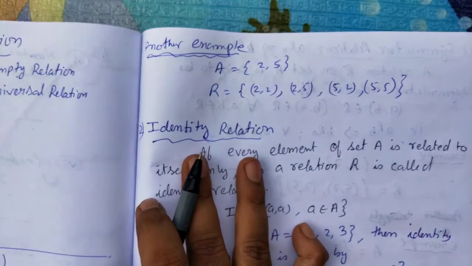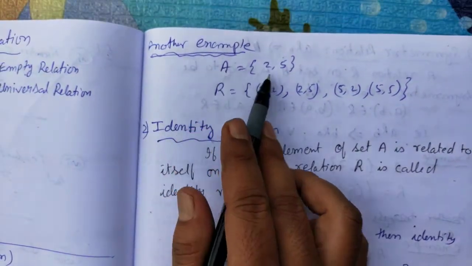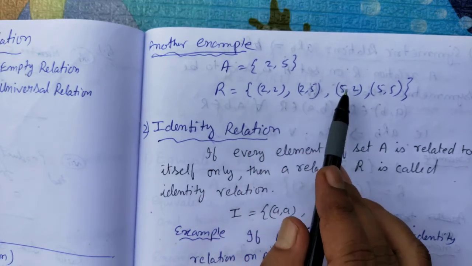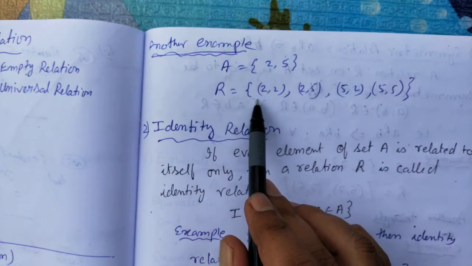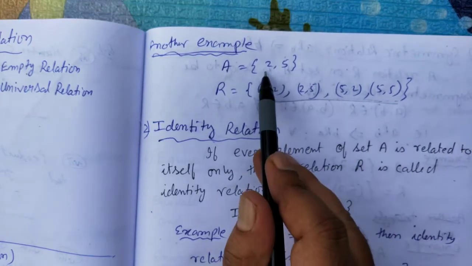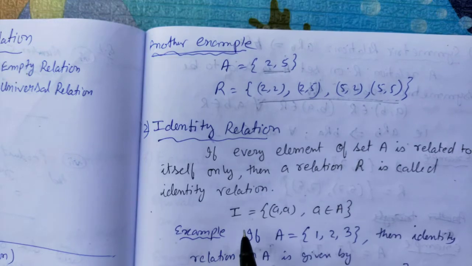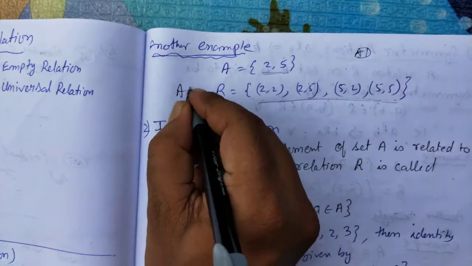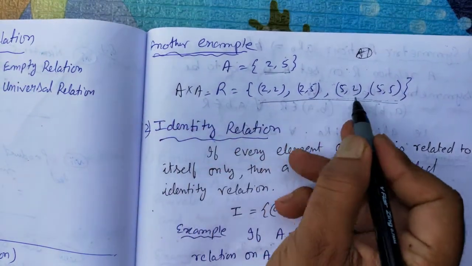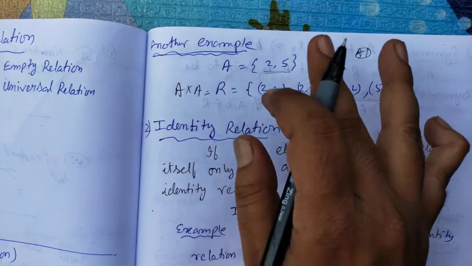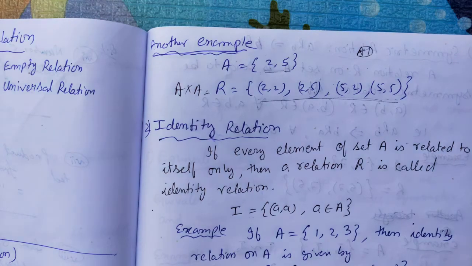Another example for universal relation, suppose set A is 2, 5. And R is given as (2, 2), (2, 5), (5, 2), (5, 5). So just check, all the elements are present from the product A cross A. If I do A cross A also, I'll get this only. So if all the elements are present, that means it's a universal relation. Clear?